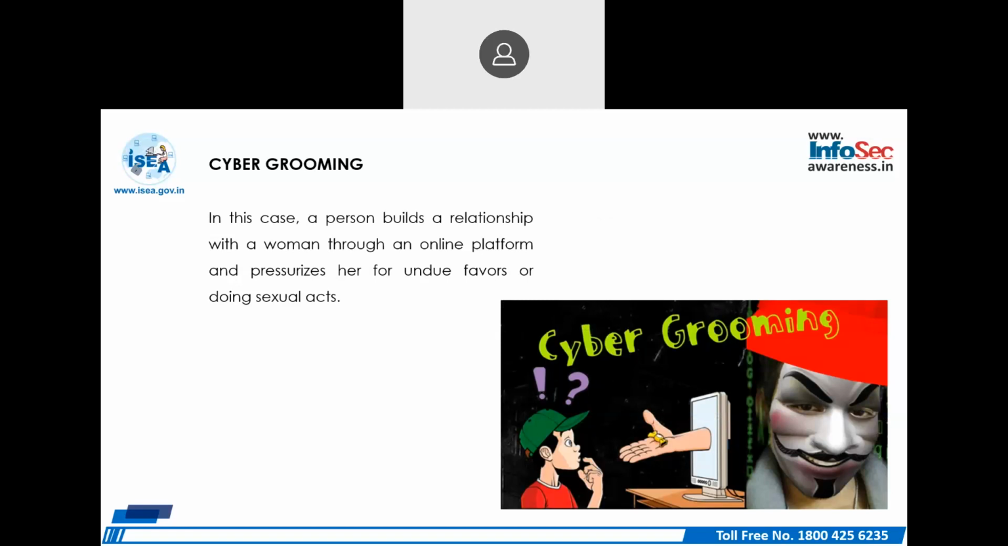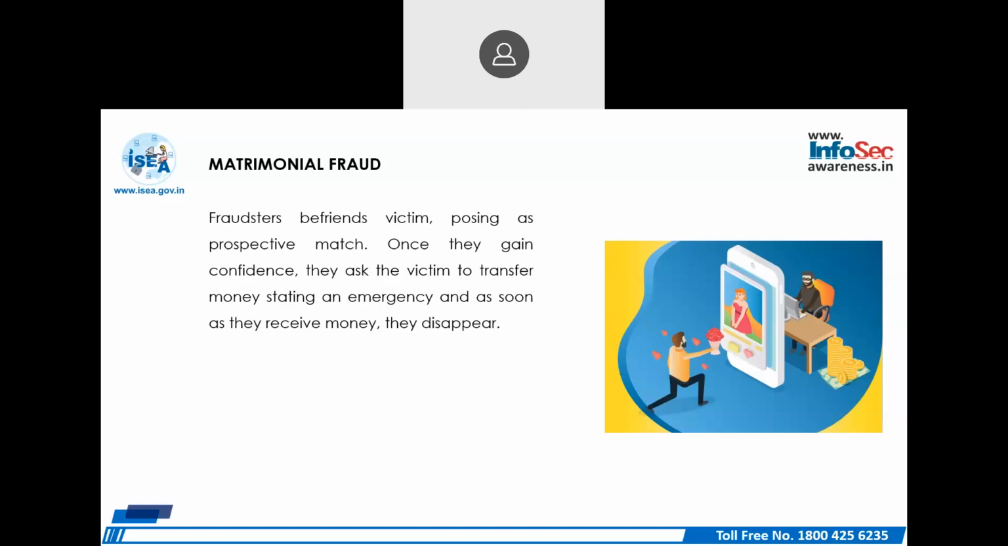Next is cyber grooming. In cyber grooming, a person builds a relationship with a girl or a boy through an online platform and pressurizes her for undue favors, like talking about private things, sharing pictures, and behaving like boyfriend and girlfriend, and suddenly he or she vanishes. This is basically a fraud called cyber grooming. It is most common nowadays because most people do not have time to interact physically, so they interact digitally, and the disadvantage is that you can become a victim of cyber grooming, where a fake virtual friend comes to you, becomes a friend, and later does some kind of fraud with you.